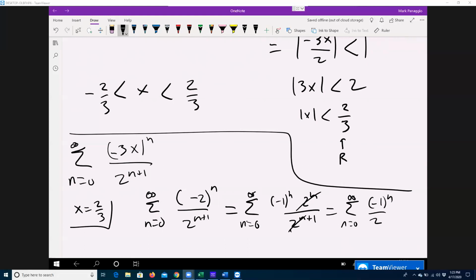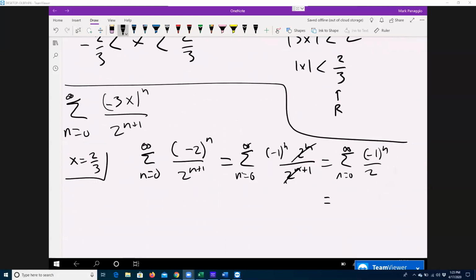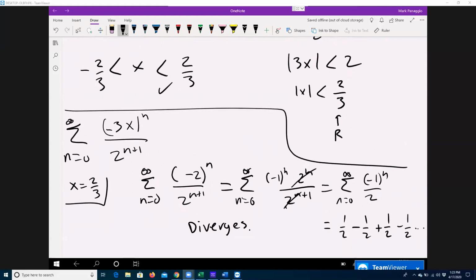Well, what do those terms look like? The first term is going to be negative 1 to the 0, which is a plus 1 over 2. The next term will be negative 1 to the 1, so it'll be a negative 1/2. And then we'll have plus 1/2, minus 1/2, and so on. And you can see that the terms are not getting smaller, and so this one is divergent. And so that means that our sign there is correct. We should not include 2/3 as part of our interval of convergence.